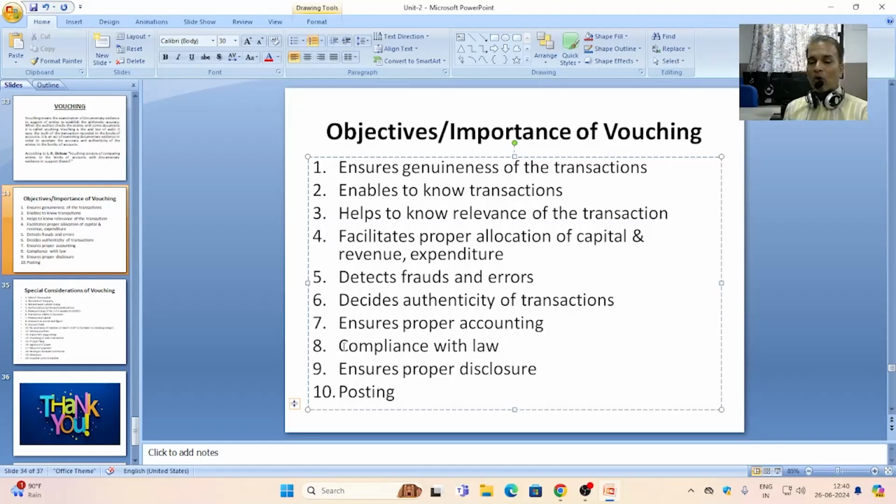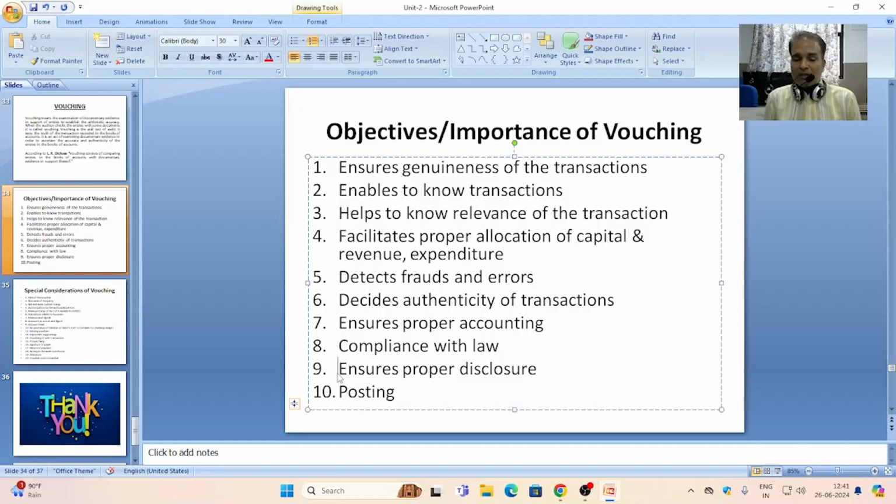Compliance with law. In case of sales which involve GST, when the auditor sees the entries marked on the voucher, he can easily find out whether the business is following the GST provisions or not. Next, ensure proper disclosure.